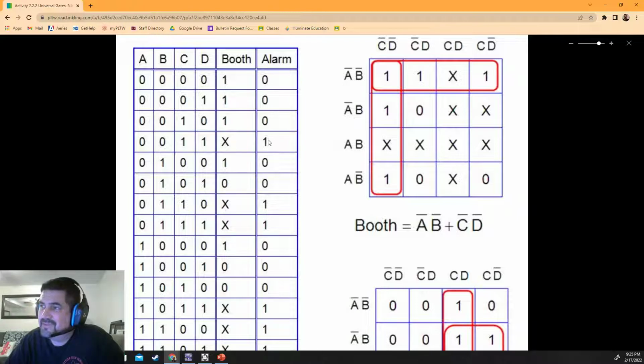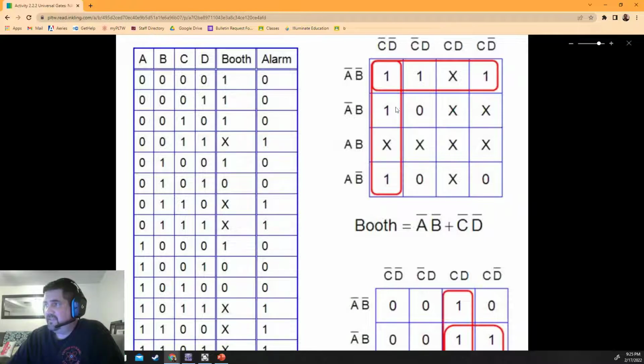I don't care what that's doing. There's an alarm going off anyway at this point. The big red light is on, and who cares what the booth is doing at this point? So that's what the X is for. So on and so forth. I think you guys get how this is going. I'm not going to go over every combination.